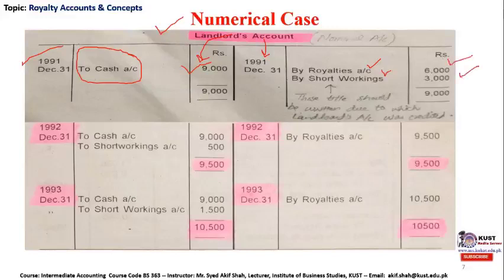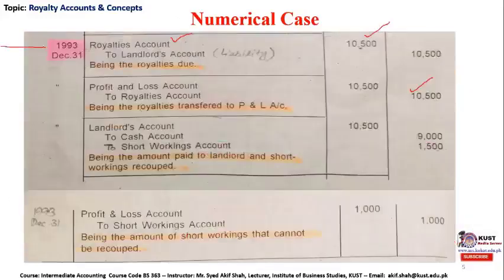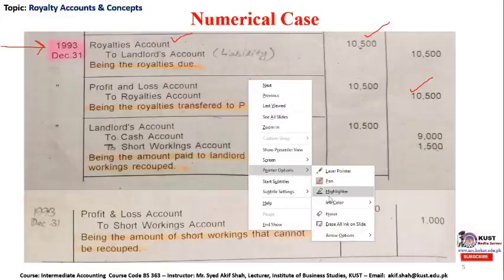Similarly, at the end of second year entry, the landlord account was debited because of the cash and short working account, and it was credited because of the royalty accounts by 9,500. Once again, both sides are equal. And let's check it out or counter check the last entry related with landlord account in the journal. We can see that in December 31st, 1993, the landlord account is the point of emphasis over here.